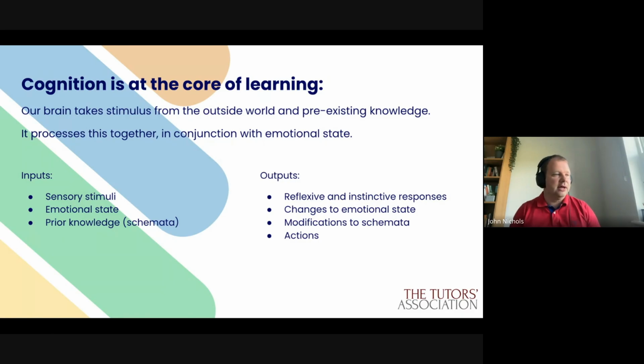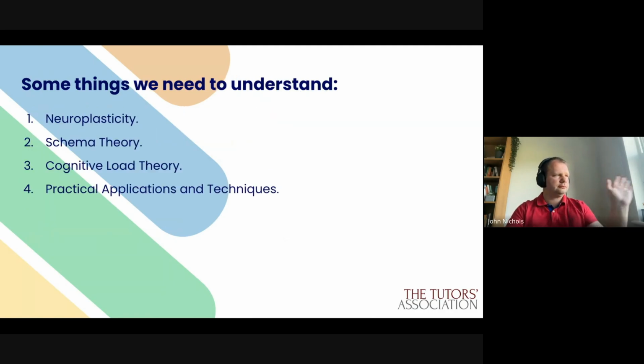The third one is the really important one, modifications to schemata. And this is learning. And the last one is actions. So the last one is you can just do stuff. You could decide, you know what, I don't want to stay here. I'm going to leave. I'm going to go somewhere else. Or I'm going to pick up my pen and write. Or I'm going to put my hand up and ask a question. So there's all these 4 outputs. The instinctive ones, changes to emotional states, modifications to schemata, which is what we're going to talk about now, and then just actions.